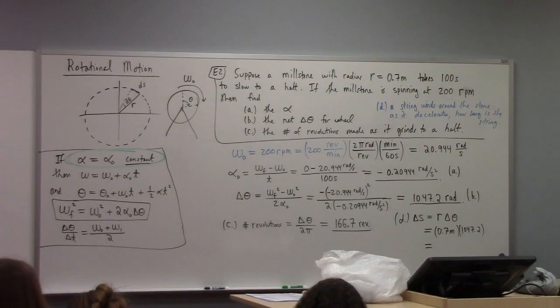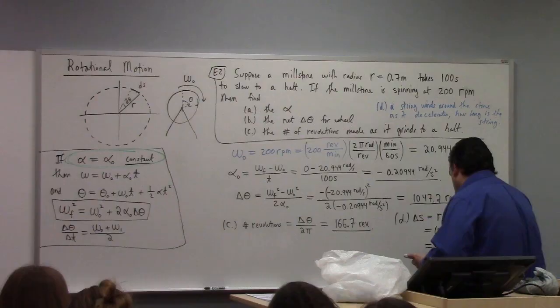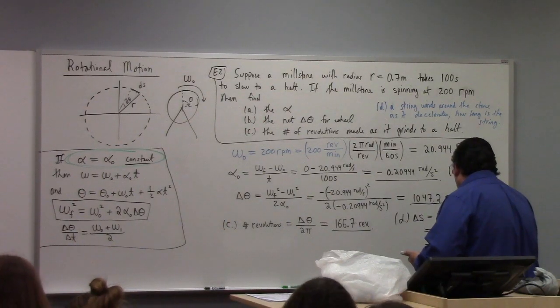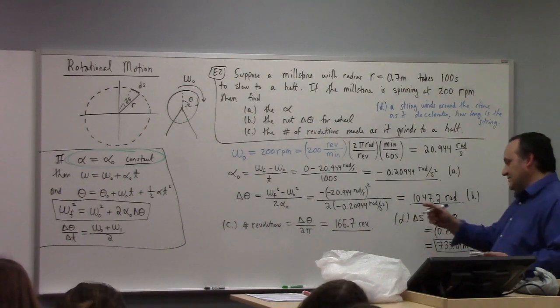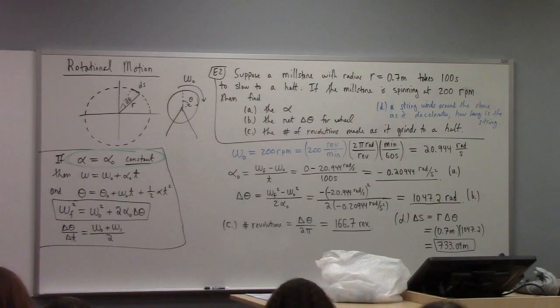47.2 times 0.7. I get, whoa, that's a lot. 733.04 meters. Yeah, I guess that makes sense. Does it make sense? What's the circumference on this thing? 0.7 times 2 pi, right? So the circumference is 4.4 meters.